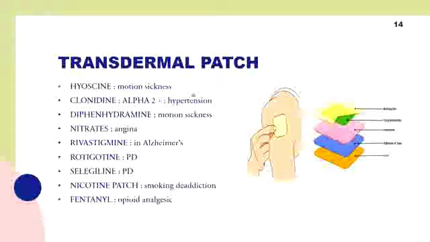Next is transdermal patch, these are the patches. Examples of them are hyoscine, which is given in motion sickness, clonidine, an alpha 2 agonist, given in hypertension, diphenhydramine, which is also given in motion sickness, nitrates given in angina, rivastigmine in Alzheimer's, rotigotine in Parkinson's disease, salicylate, nicotine patches for smoking de-addiction, and fentanyl in opioid analgesia. When we give opioid, we give fentanyl transdermal patch.